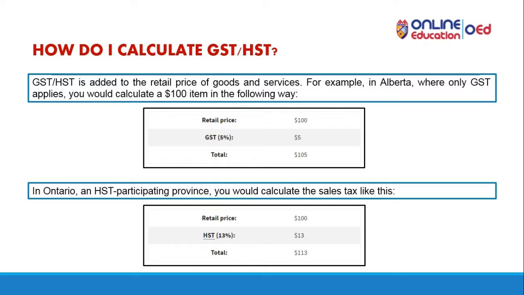So how do I calculate the GST or HST? GST, HST is added to the total retail price of goods and services. For example, in Alberta, where only GST applies, you would calculate a $100 item in the following way. GST 5% again, so 5% of 100. So we have $5, so the total is $105.